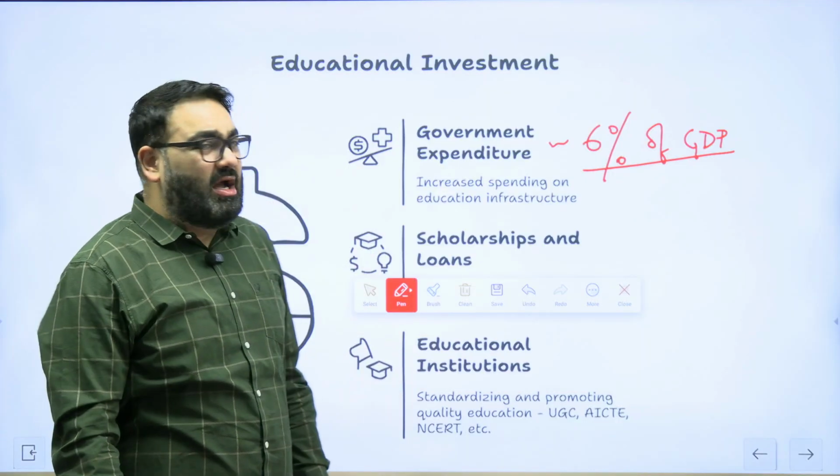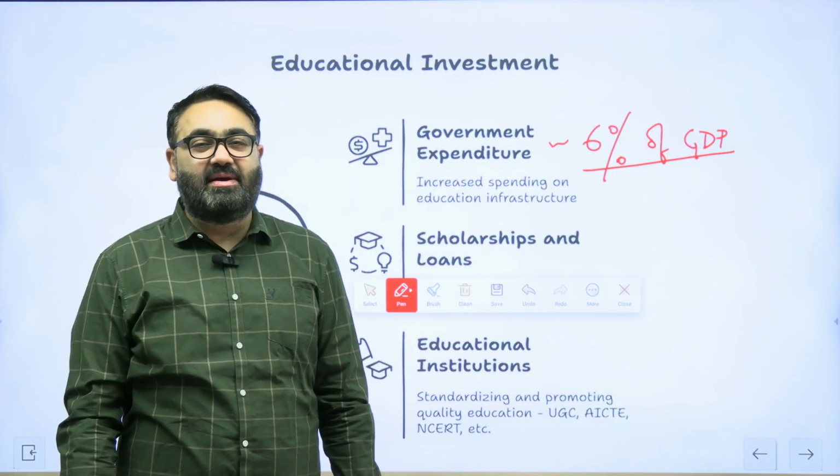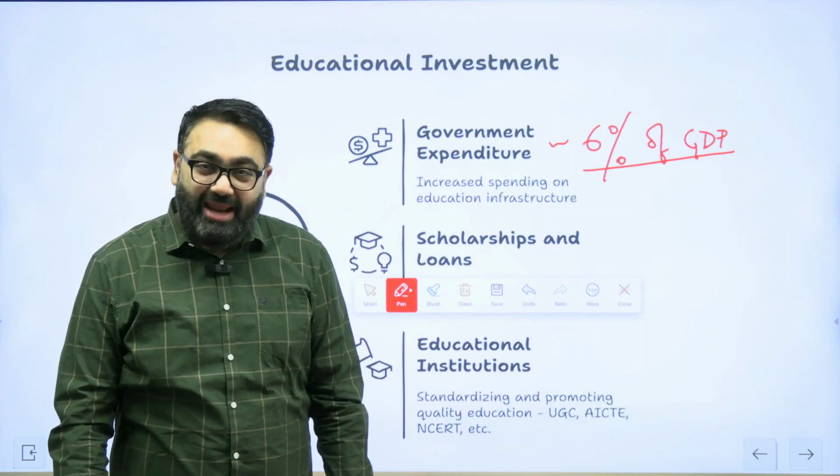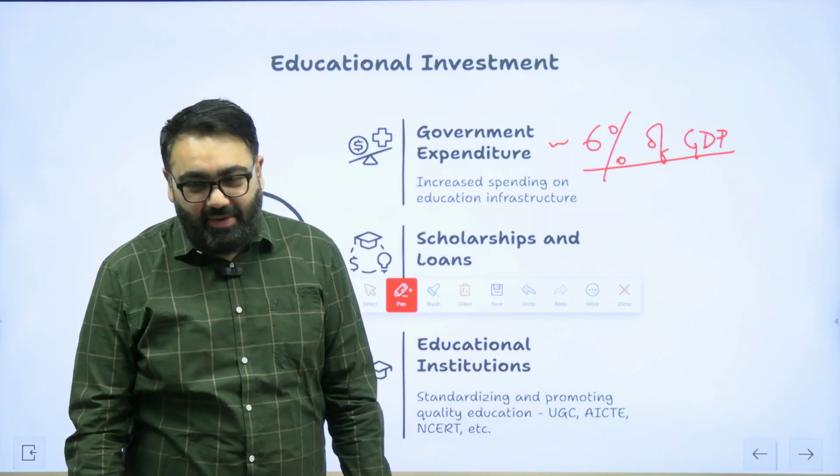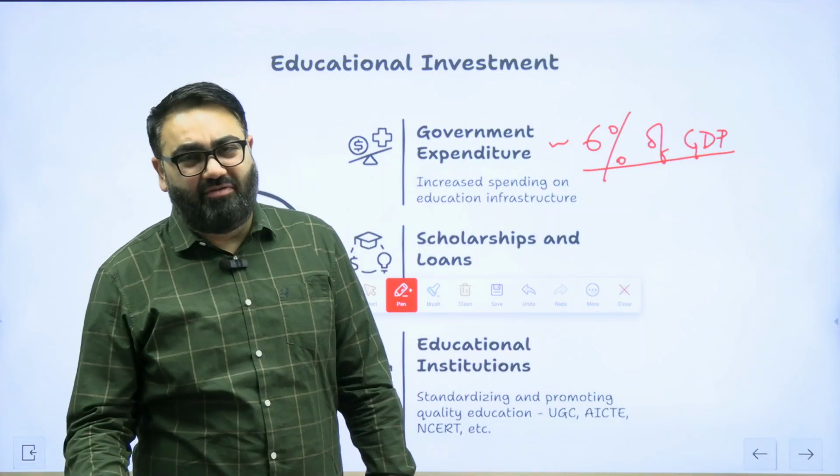So first, the government especially would like to increase its expenditure on education. The aim is to take it to 6% of GDP. As of today, we are not even at half of that.